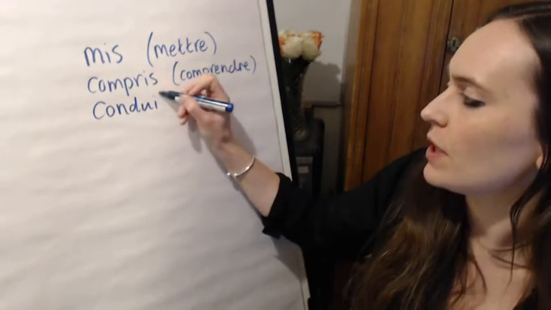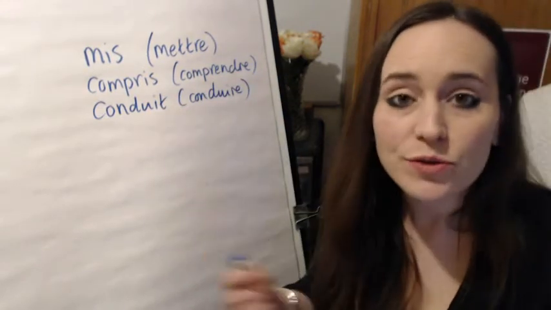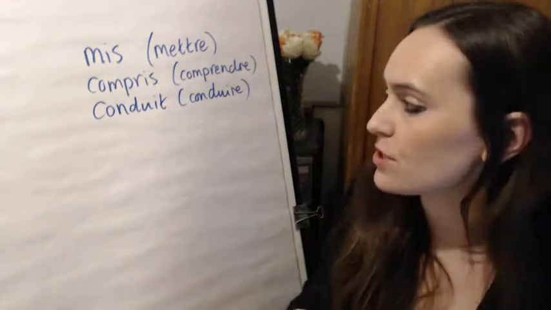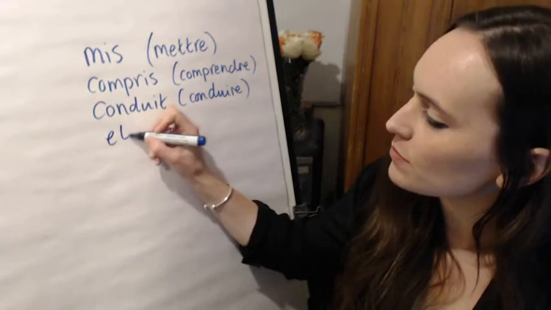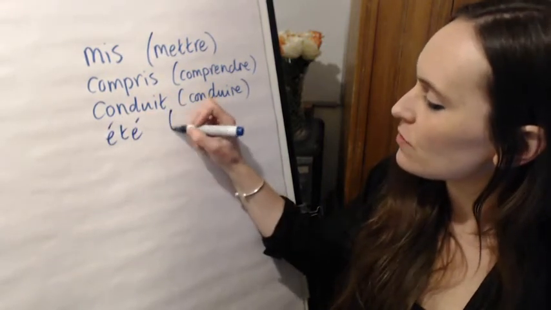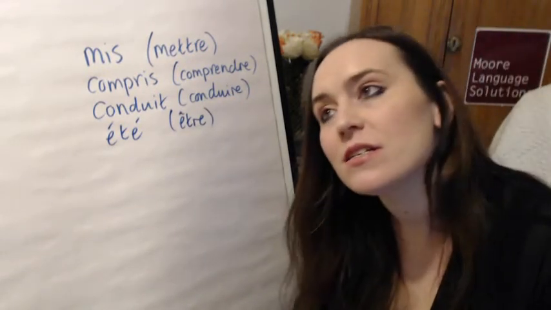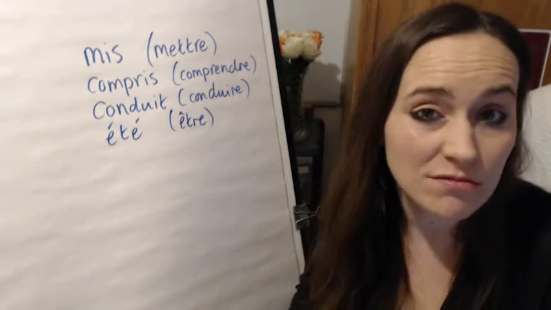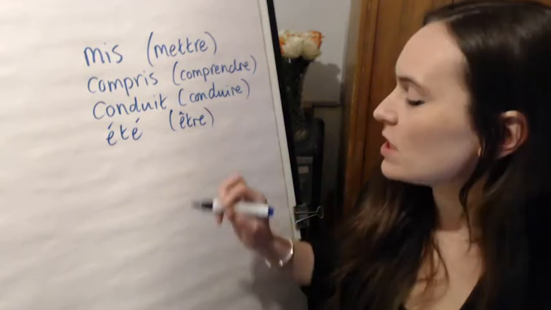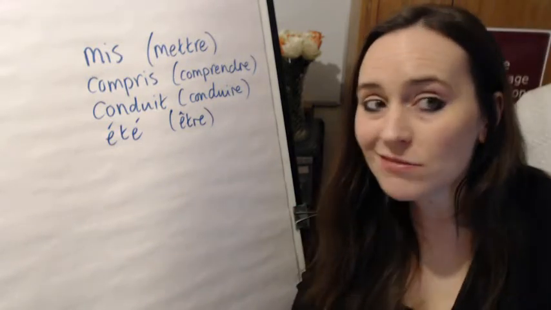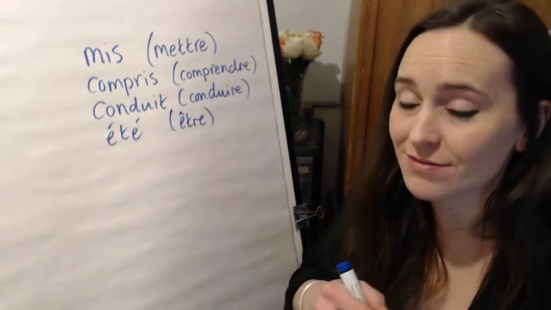Conduit. That's from the verb conduire, to drive. So, j'ai conduit à l'école. J'ai conduit chez mes parents, par exemple. This one might look familiar: été, from the verb être. So, I have been, if you like. Sometimes translated into English as I was. Think of it as I have been, because it's from the verb to be. Par exemple, j'ai été malade plusieurs fois hier. I have been, I was.